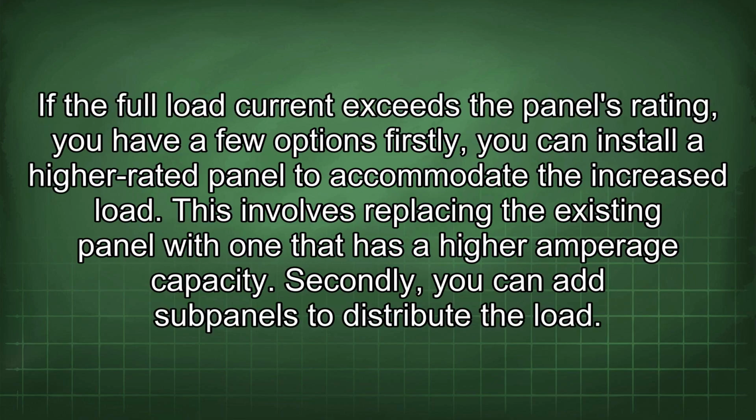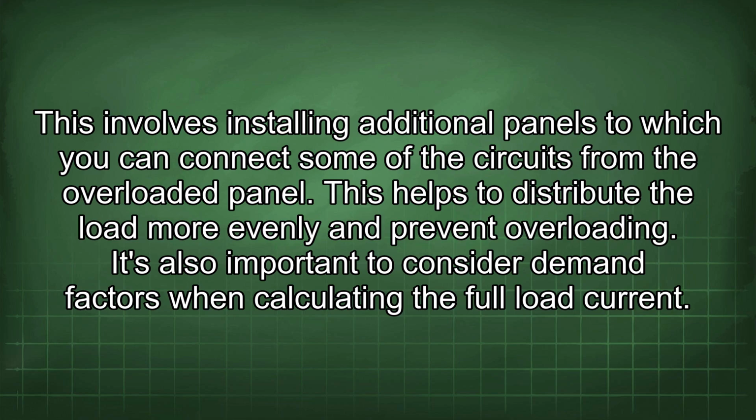If the full load current exceeds the panel's rating, you have a few options. Firstly, you can install a higher rated panel to accommodate the increased load. This involves replacing the existing panel with one that has a higher amperage capacity. Secondly, you can add subpanels to distribute the load. This involves installing additional panels to which you can connect some of the circuits from the overloaded panel. This helps to distribute the load more evenly and prevent overloading.